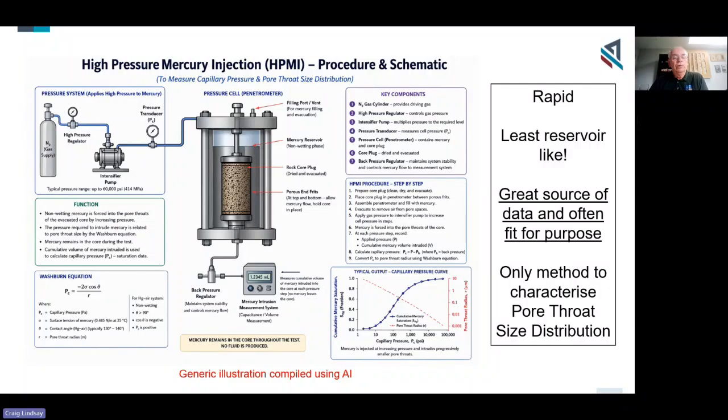And it's very difficult to push mercury into a porous media, because it's got a very high contact angle and interfacial tension. So we have to use high pressure. It covers a very wide range of pressure, from maybe 1 psi up to 60,000 psi, but the principle is exactly the same. We go through these pressure steps and we build up these curves. It's not quite like a reservoir, but it's rapid, and it's a great source of data, and it's the only method to characterize pore throat size distribution.